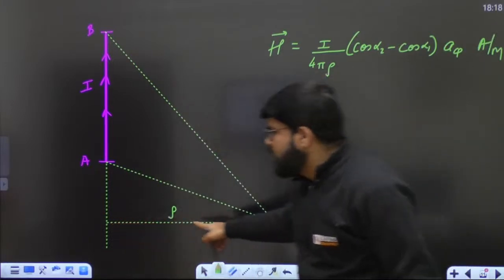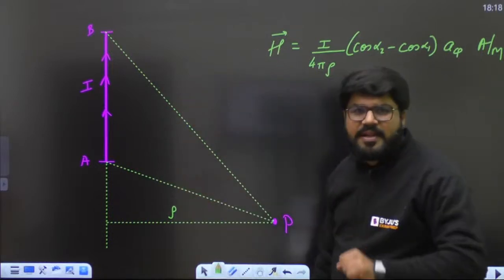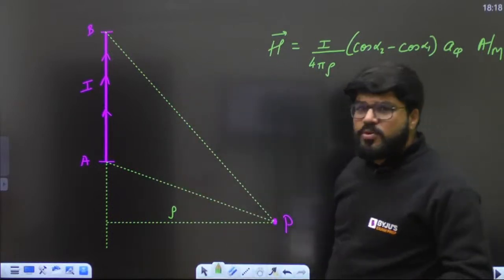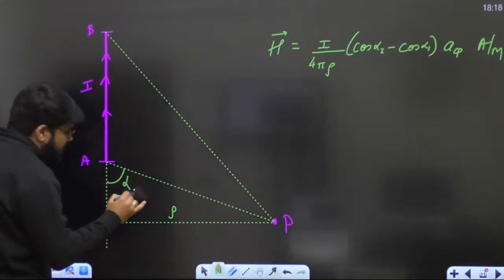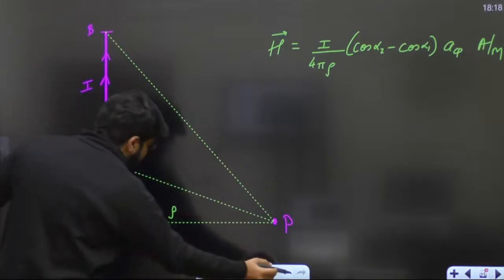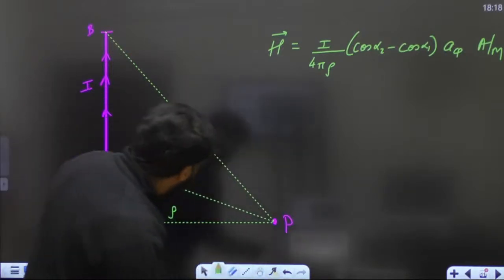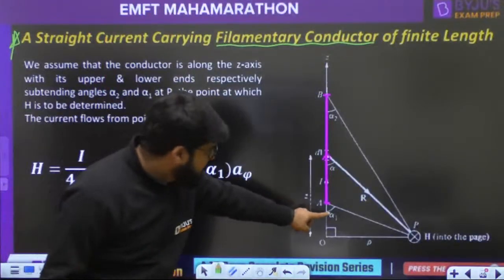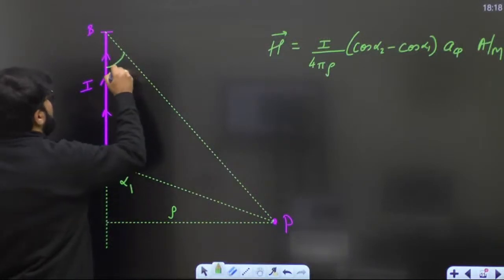Rho is the perpendicular distance of P from the axis of the wire, number 1. I is the current flowing in the wire, that is simple. What is alpha 1, alpha 2? Sir, alpha 1 is known as the angle with the starting end of the current. But which angle? It is measured as exterior angle. See, this is the outside angle. If you are able to see in the previous picture also, this one is exterior, alpha 2 is interior. Here it is the alpha 2.